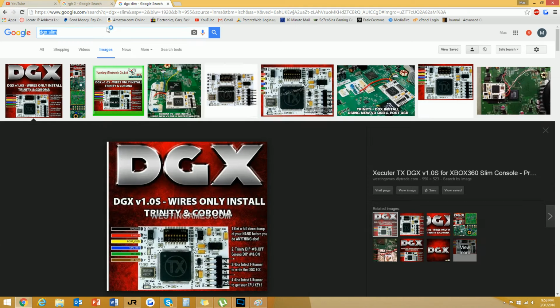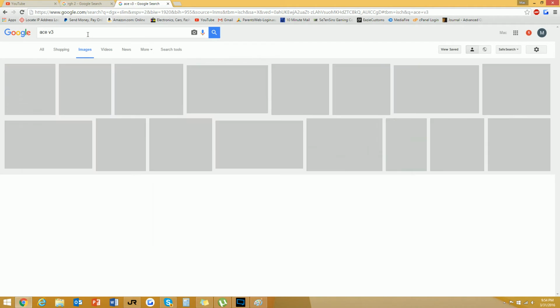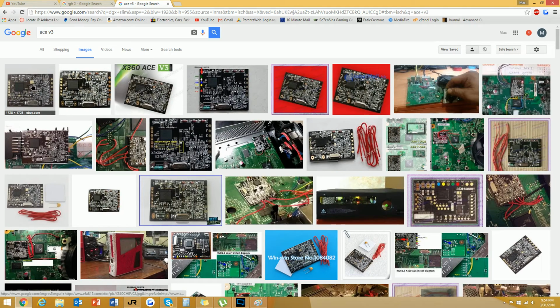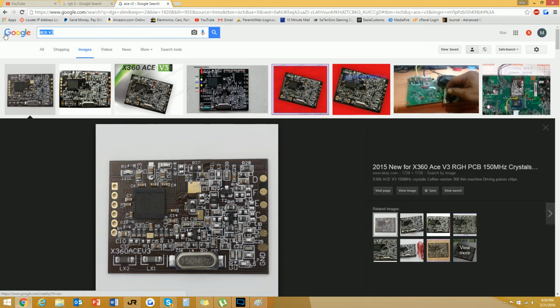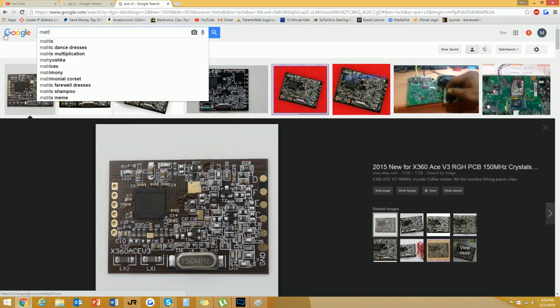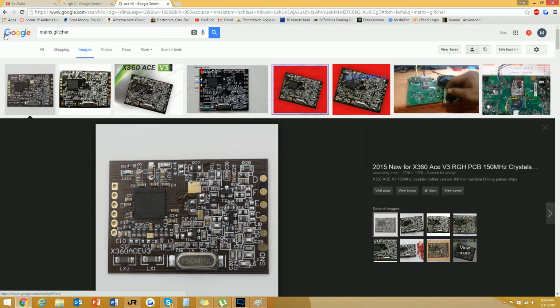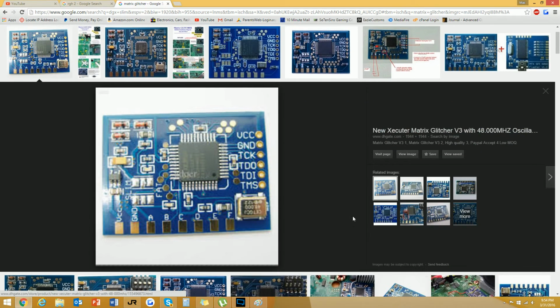Here, actually, let me just type them in. We have the Ace V3. As you guys may know, it is a glitch chip. It's what we've been talking about. We have this. And then came the Matrix Glitcher, which is this.